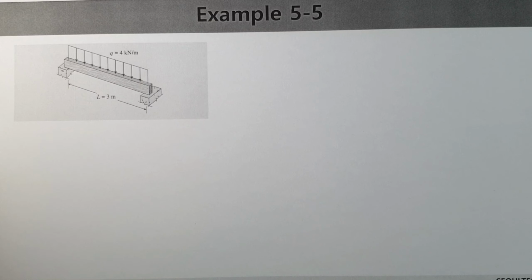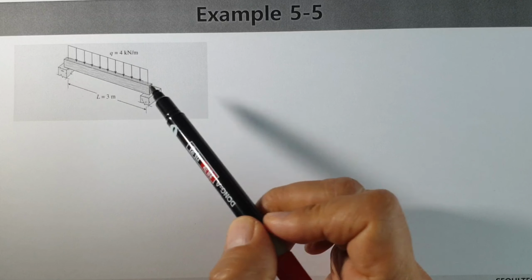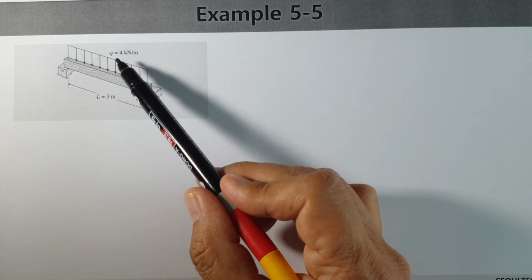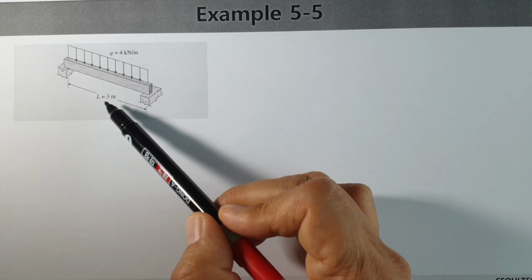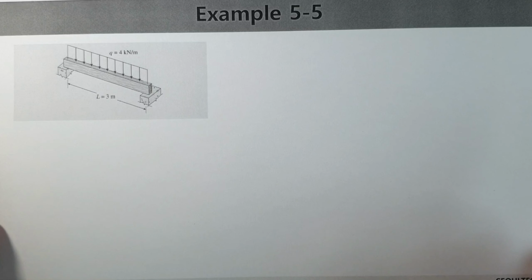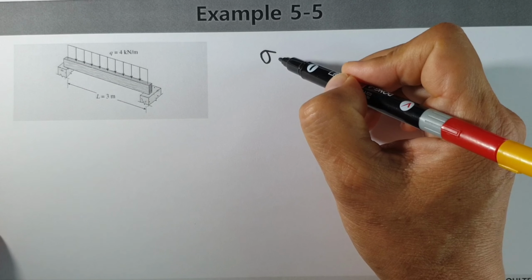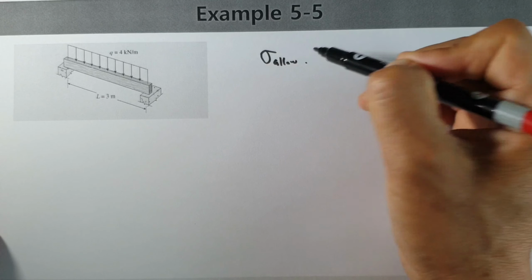Okay, now let's start example 5.5. In this example, you would like to know the size of the beam. In this case, the beam is like this one, maybe made of wood, and the distributed load is given as 4 kilonewton per meter, and the length is 3. And the maximum allowable bending stress is given. We know this one.